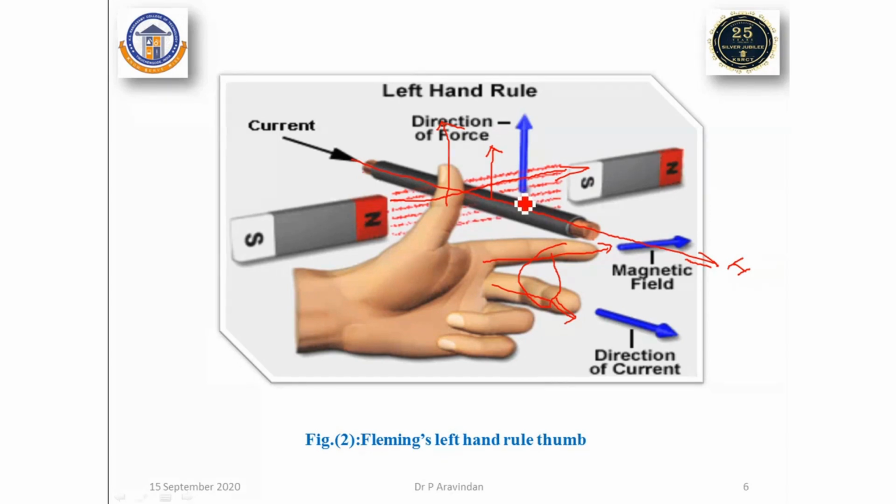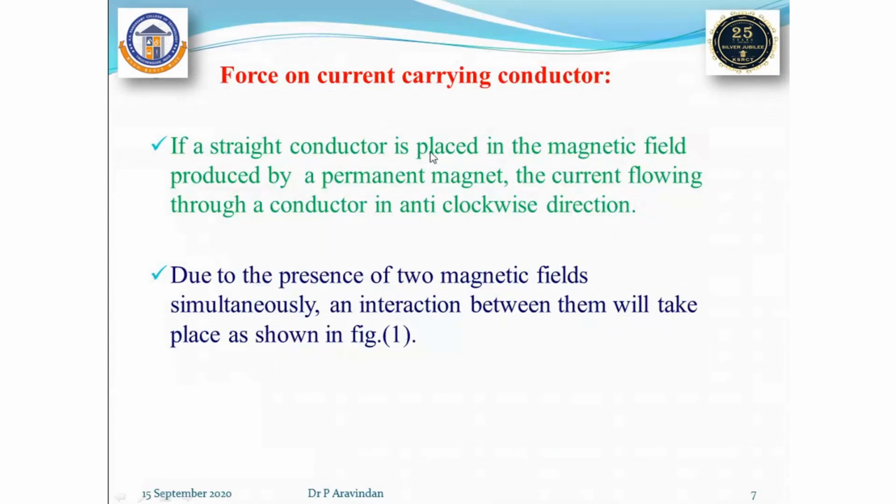Whenever you give continuous current, a continuous magnetic field exists. If these two are applicable, then your conductor will move inside the magnetic field. So how will the force on the current carrying conductor act?